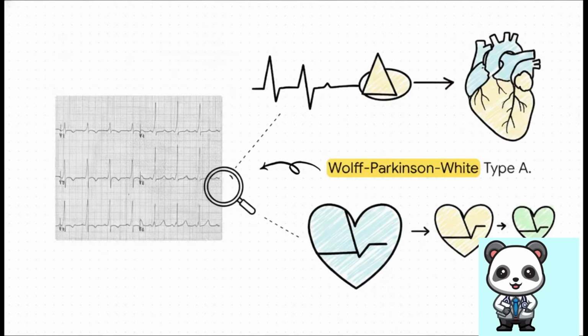Wrapping up V1, look closely at this slurred upstroke on the QRS complex. That is a delta wave, caused by Wolff-Parkinson-White type A.